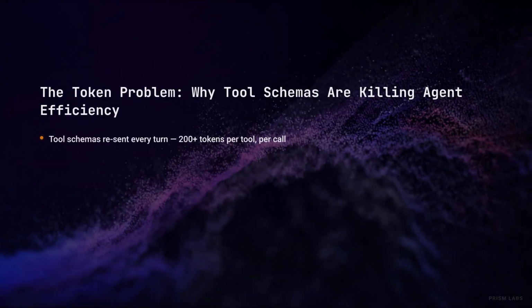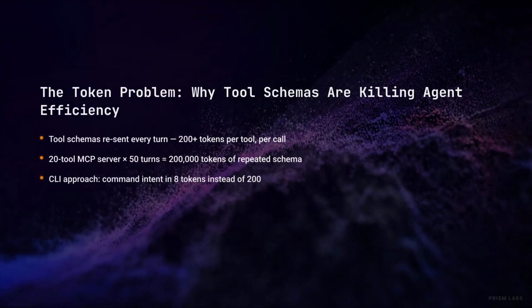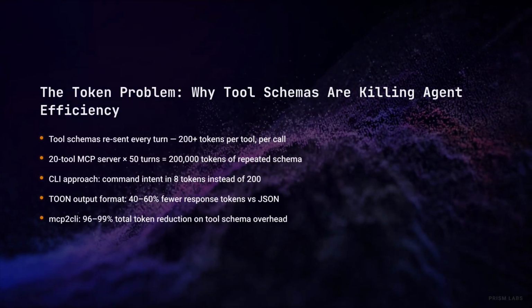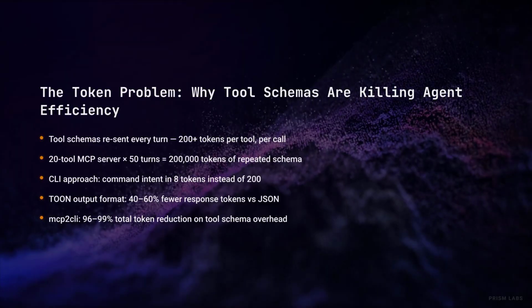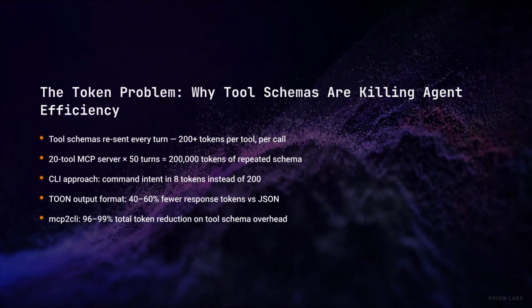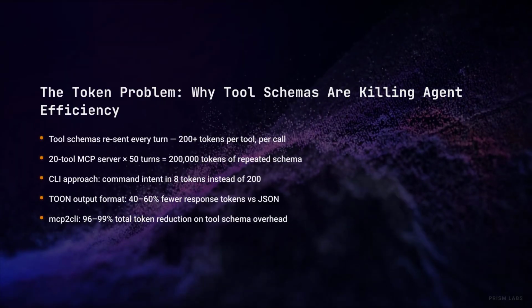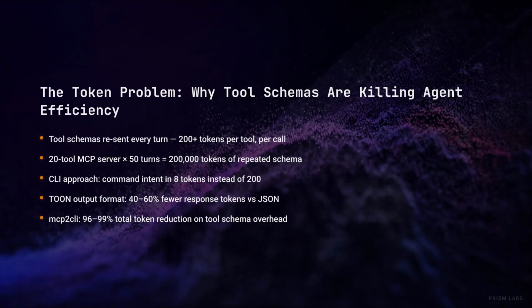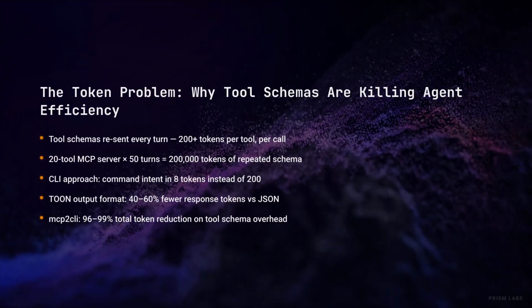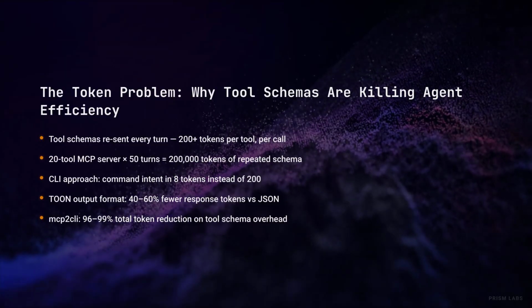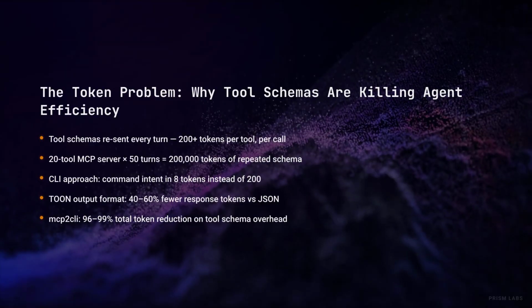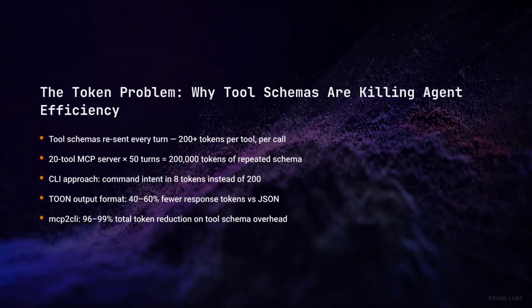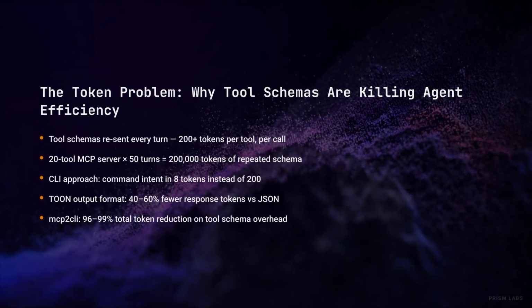To understand why mcp2cli exists, you need to understand how tool calling actually works under the hood. When an AI agent is given access to a set of tools, whether from an MCP server, an API, or a function library, those tools are described by schemas. A schema tells the model what the tool does, what parameters it accepts, their types, which are required, what the descriptions mean. This schema travels in the context window every single turn.